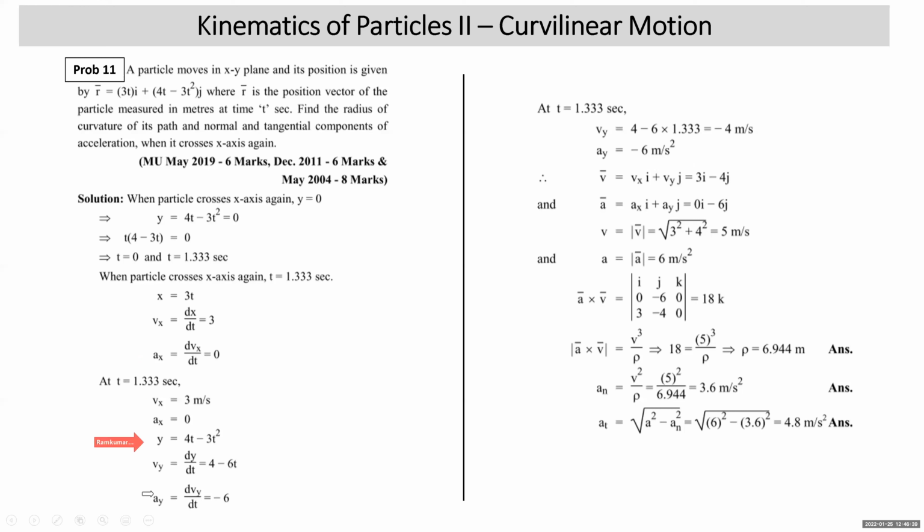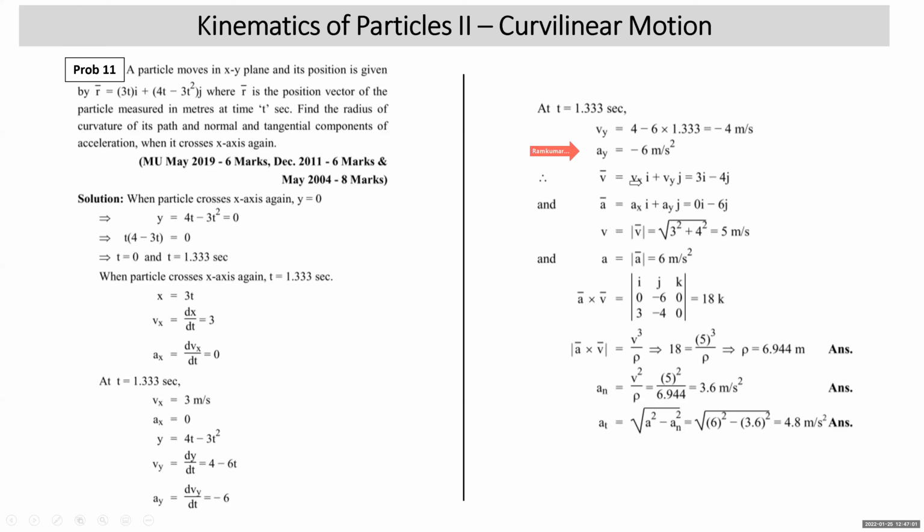y is 4t minus 3t square. vy is dy by dt, so 4 minus 6t. ay is dvy by dt. Again differentiate with respect to t, you get ay. Then at t is equal to 1.33 seconds, substitute the value of t, you get vy as minus 4. ay is minus 6.